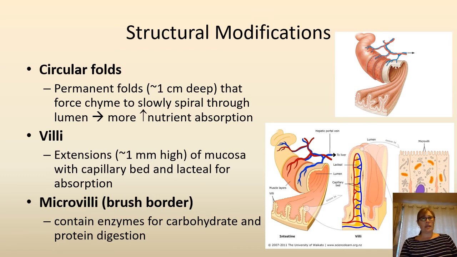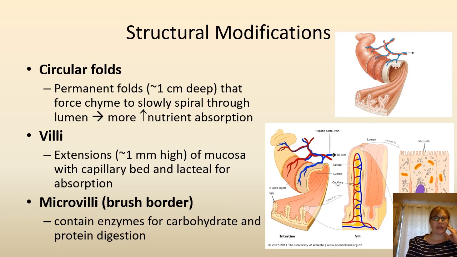So plicae circulares, or circular folds. They're folds that are in the lining of the small intestine, and their job is, couple jobs. One is that when you have these ridges, it allows for a lot more surface area. But two, the ridges help spiral the food through that tube so that it's not all smushing down really fast. So the folds tend to slow it down and force the chyme to spiral through. That allows us to absorb more nutrients out of that food.